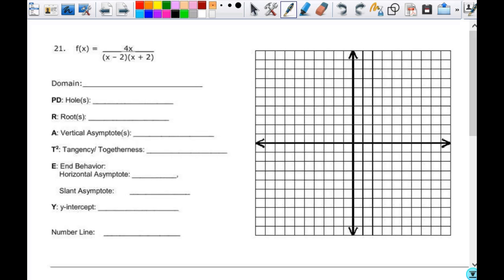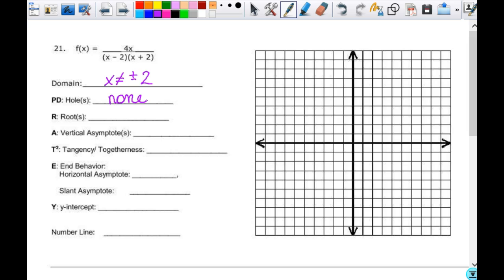Okay, here's part 2. I think I'll do the next parts as like 2 graphs apiece. Okay, so this one is nicely factored for us so that we don't have to go and do anything with that. So I just need to start with my domain. My domain is all real numbers except x cannot equal positive or negative 2. Do I have any holes? No, because I don't have a common factor in the numerator and denominator.